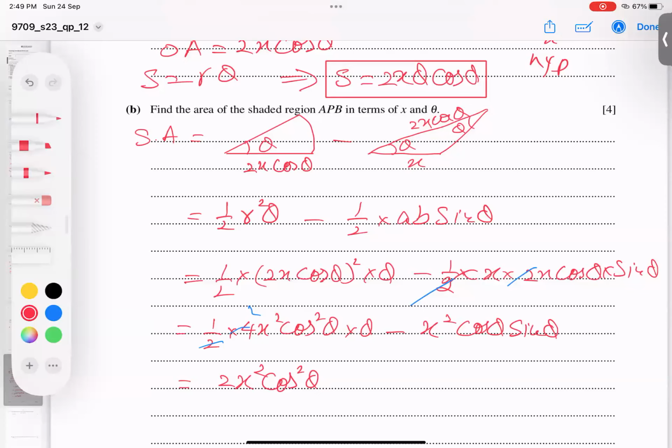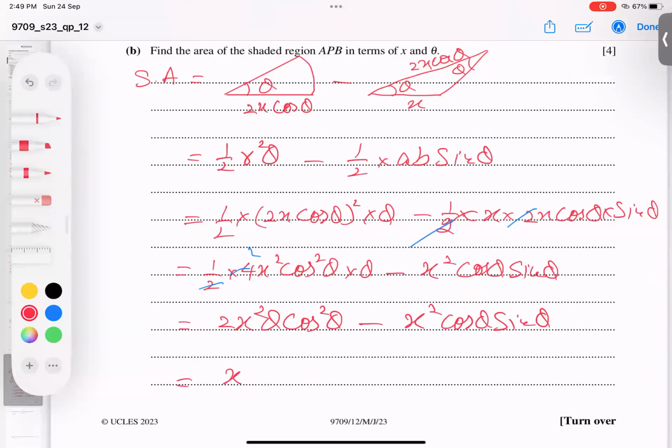I think it is better to write theta before. A lot of mix up, actually. Minus x squared cos theta sine theta. You can take common factors. If I take x squared common and cos theta common, what is left here? I get 2 theta minus sine theta. This is our final form because I don't think we can do further, and this is our final answer.